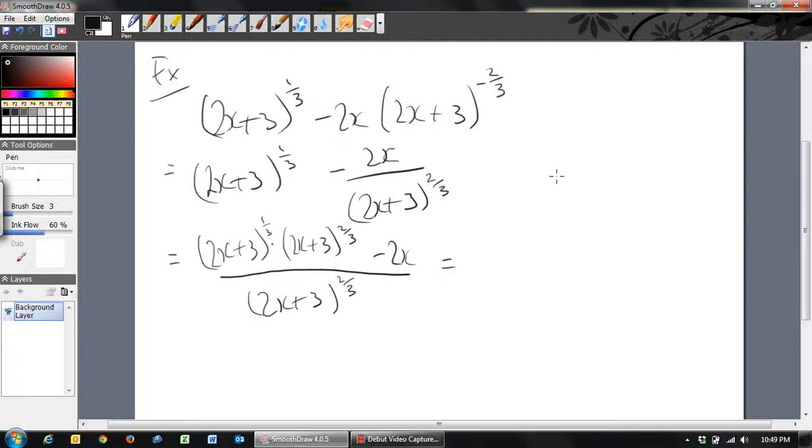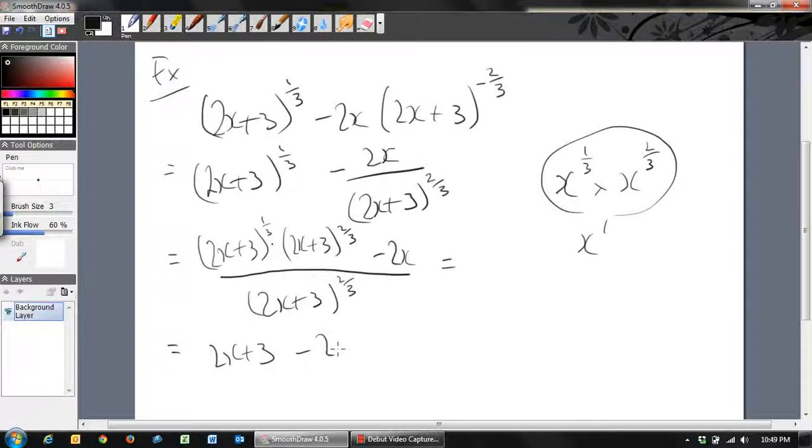Okay, let's have a look at this. Let me just do another example. What's x to the 1/3 times x to the 2/3? Remember what you do with your powers? You add them together. So that's x to the power 1/3 plus 2/3, which is 1. Same deal over here. 1/3 plus 2/3 is 1, so all you're going to get is 2x plus 3 minus 2x over 2x plus 3 to the 2/3. I'm getting messy, aren't I? It's a little bit hard on this tablet thing. And that's just going to cancel out to 3 over 2x plus 3 to the 2/3.